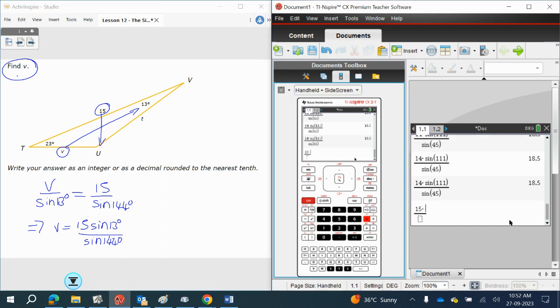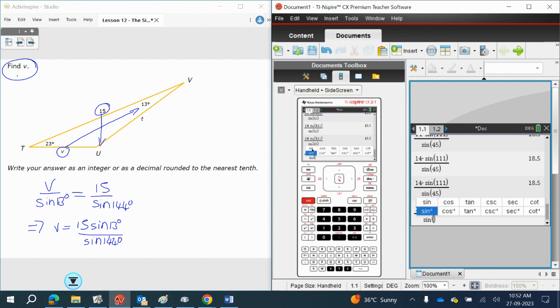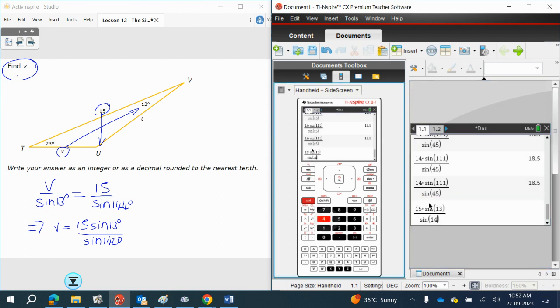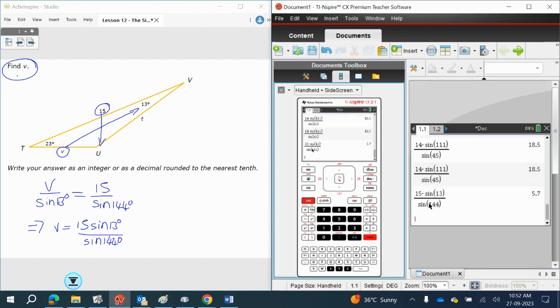Fifteen times the sine of 13 over the sine of 144. And 5.7. Check that your number seems right as well. If this comes out as 0.32, you're in radians or something like that. If this is 15, then these two have to be less than 15. But they can't be, they have to add up to be 15.